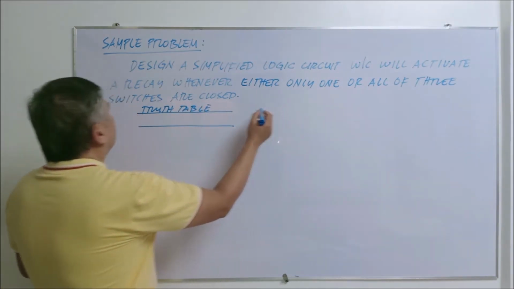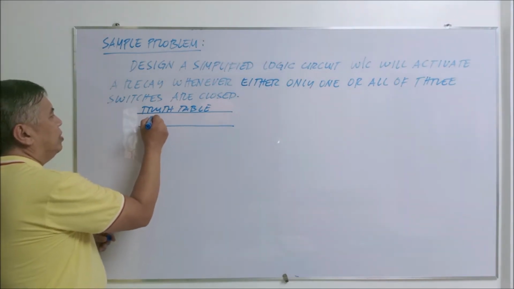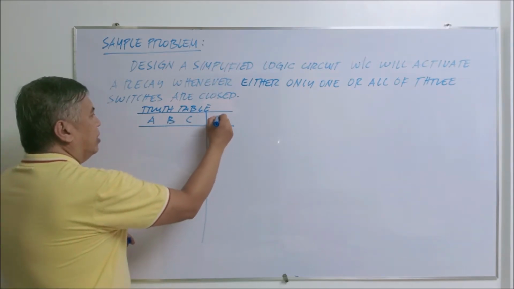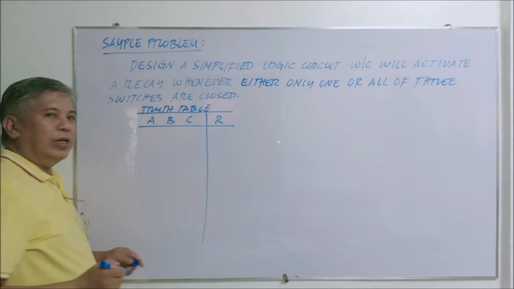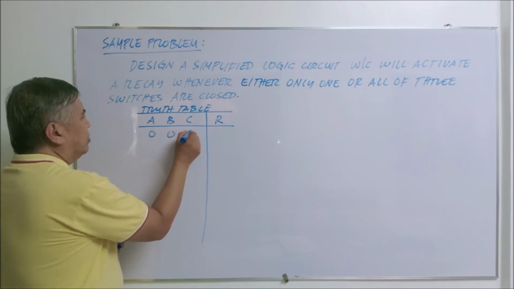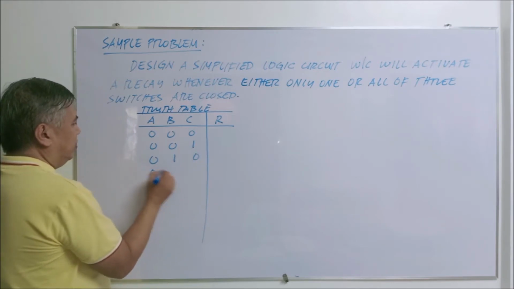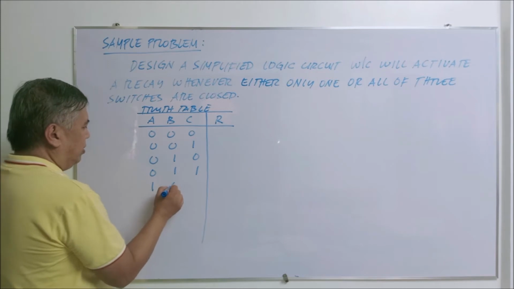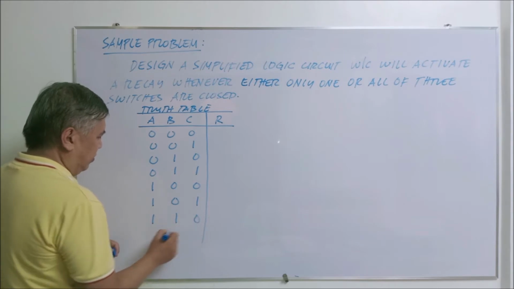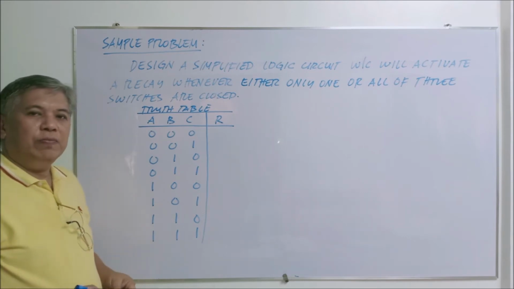Again, we have 3 switches, represented by A, B, and C, and the output is represented by R, meaning relay. So what are the combinational values of A, B, C again? You have 0, 0, 0; 0, 0, 1; 0, 1, 0; 0, 1, 1; 1, 0, 0; 1, 0, 1; 1, 1, 0; 1, 1, 1. So these are the combinational values of inputs A, B, and C.